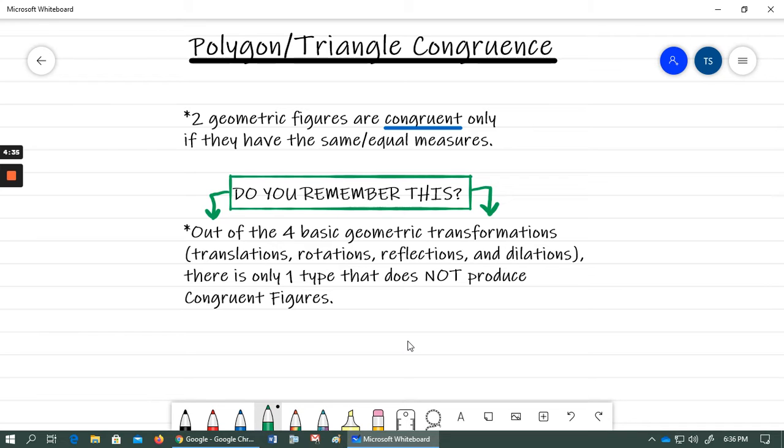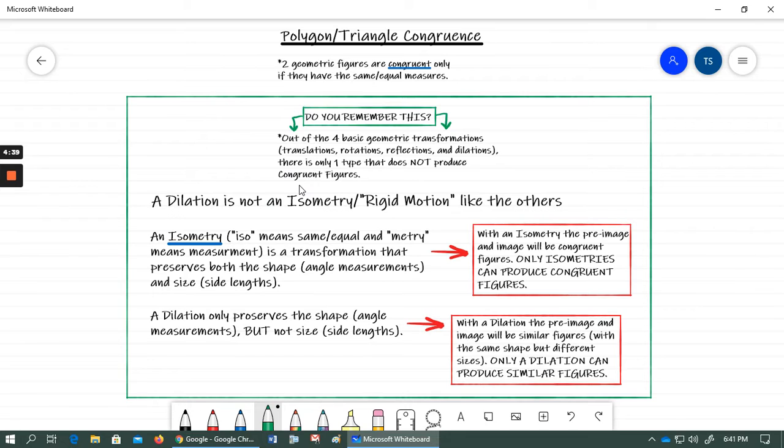Well, let us remind you if you don't remember. All right, so I'm going to ask y'all again. Do y'all remember this? Because again, we talked about this. And again, we said that a dilation is not an isometry. A dilation is not a rigid motion like the other ones out of those four basic geometric transformations.